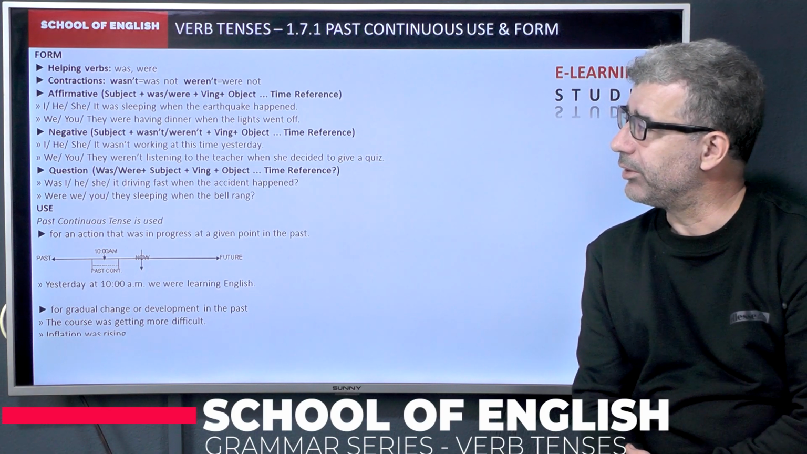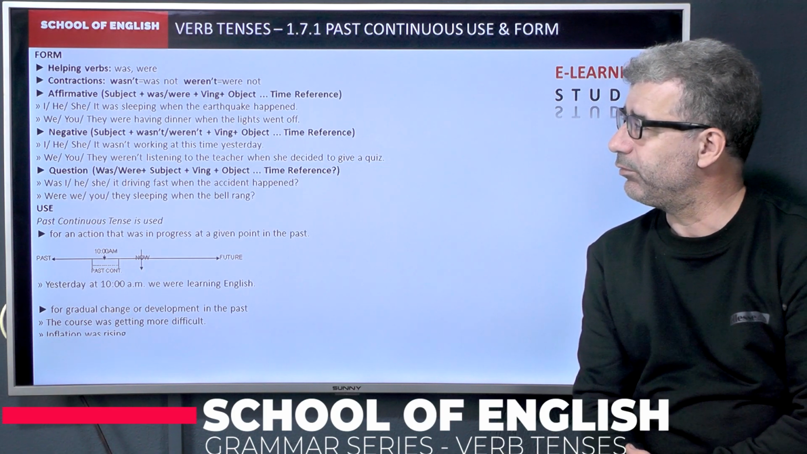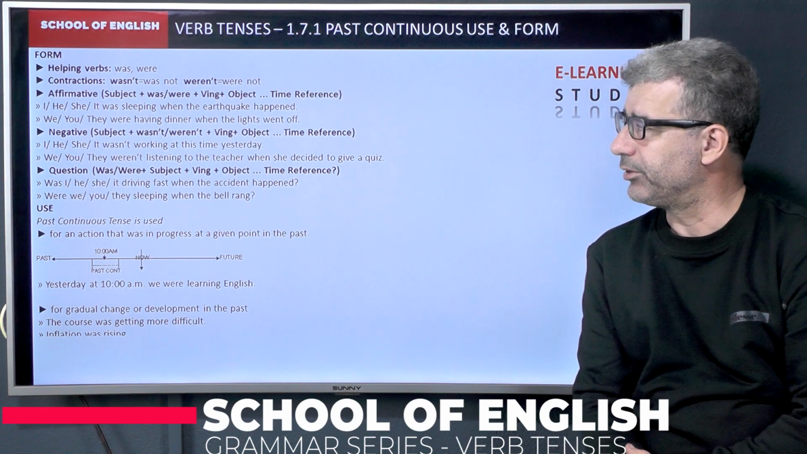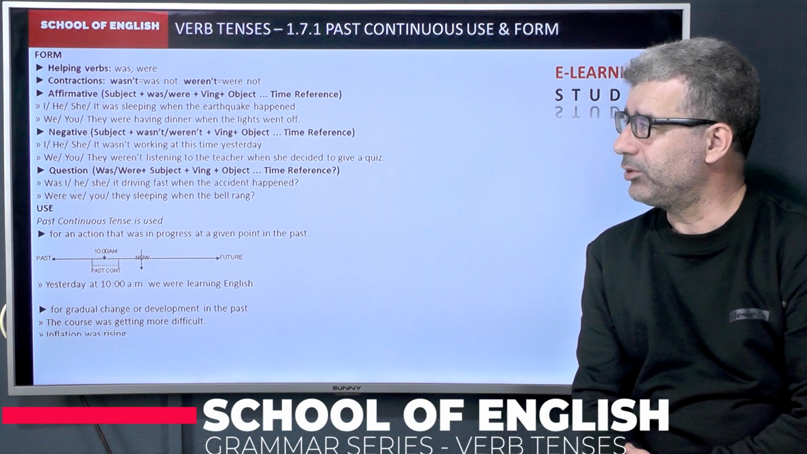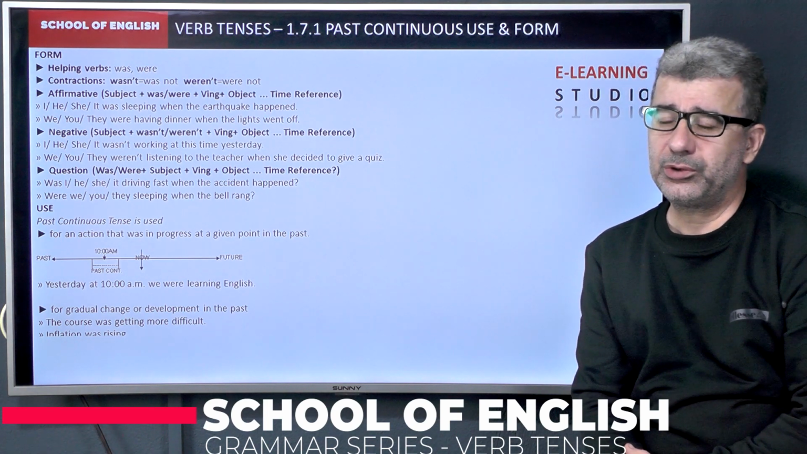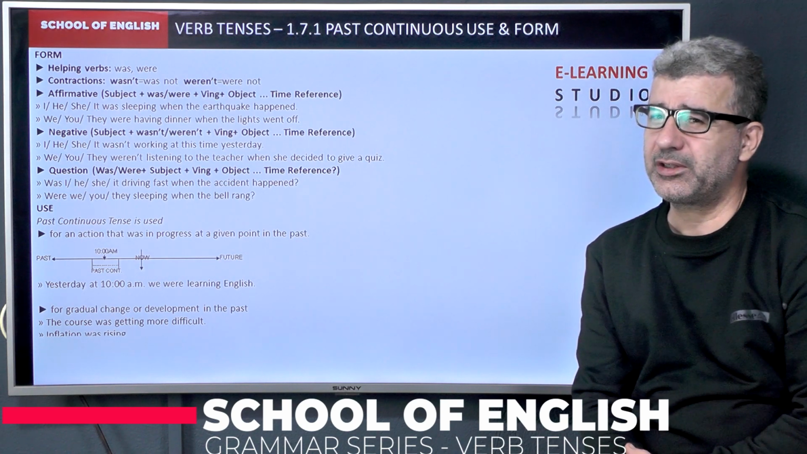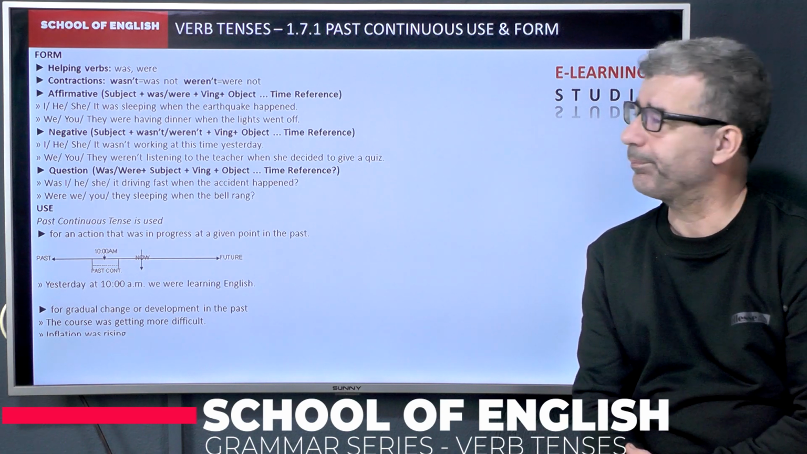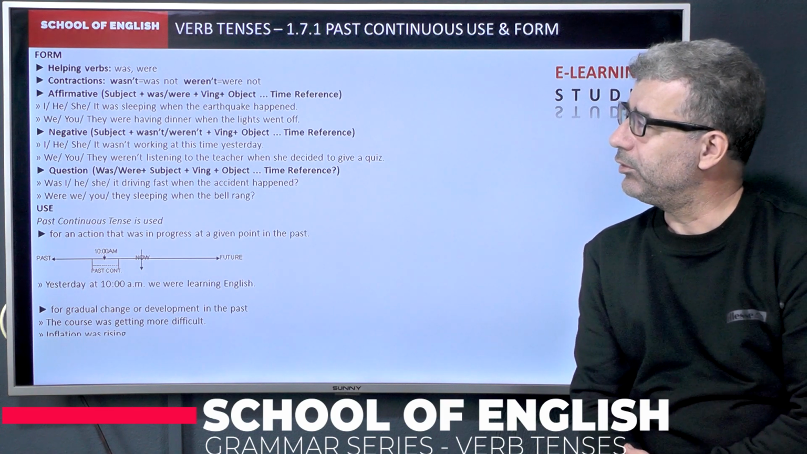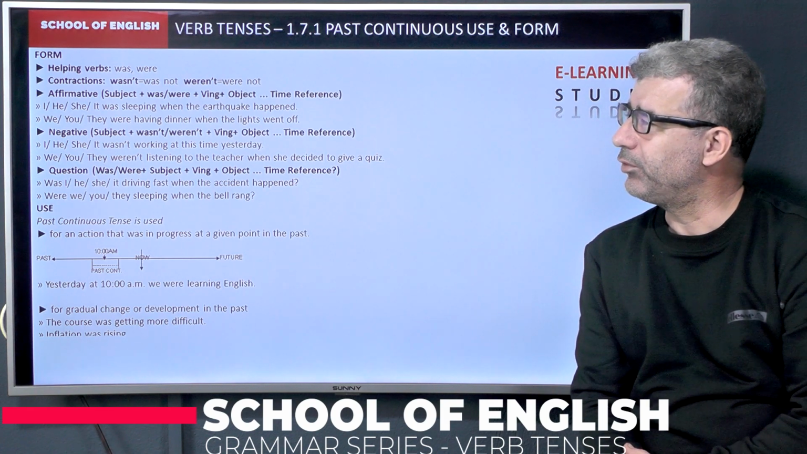Let's have a look at our example. He was sleeping when the earthquake happened. When the earthquake happened is our point of reference. In past continuous tense, we need a point of reference to tell that another event was in progress at that point in time.